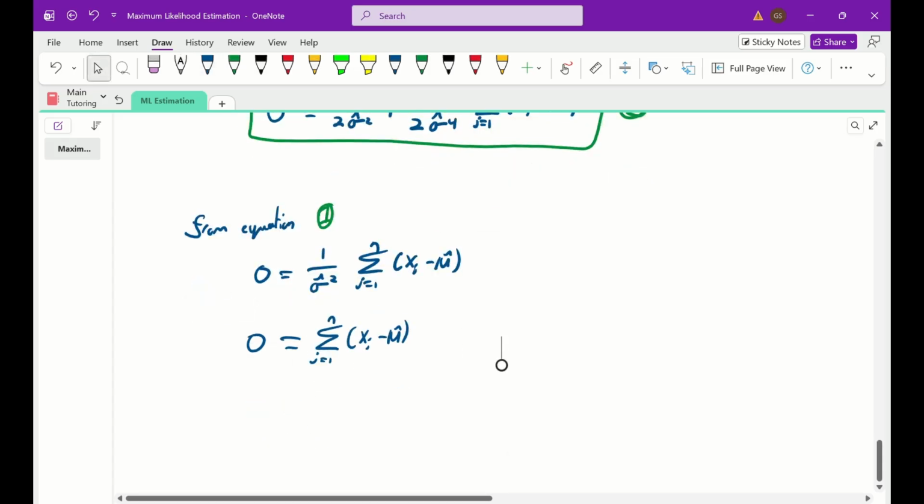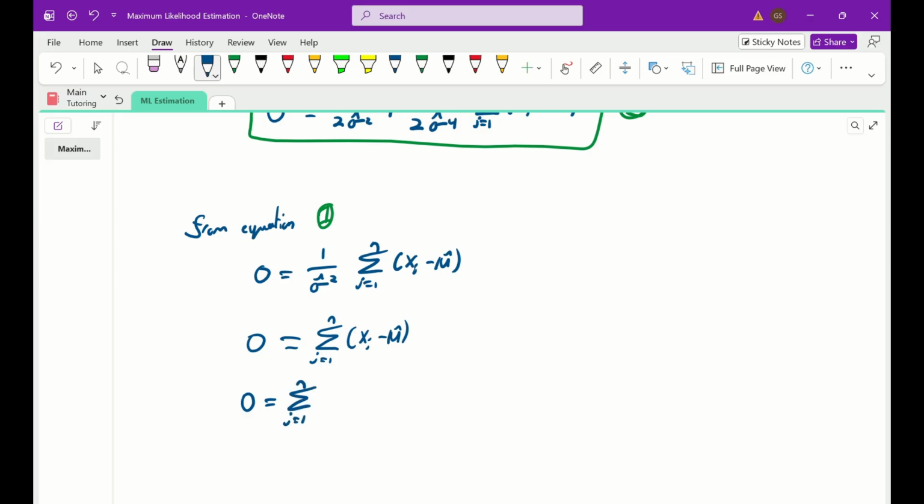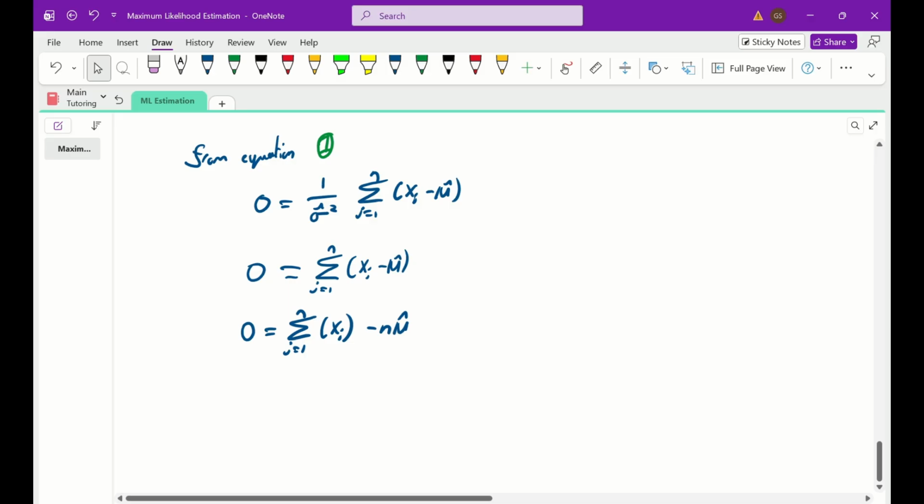Okay, so this is looking good. There's no more sigma hat. We just need to rearrange this to be in terms of mu hat. So 0 is equal to, I can split up this sum to be the sum from j equals 1 to n of xj minus n copies of mu hat. Mu hat didn't depend on the sum, so I could just extract it out, but we're subtracting n copies of it, because it's a sum from j equals 1 to n. Then I can just add this to the other side.